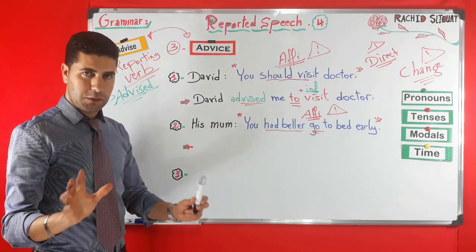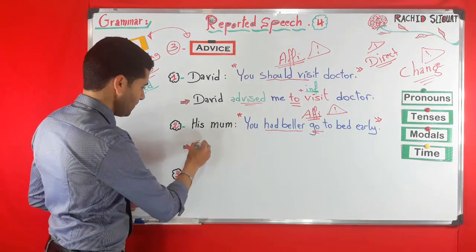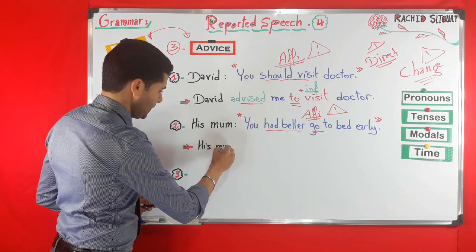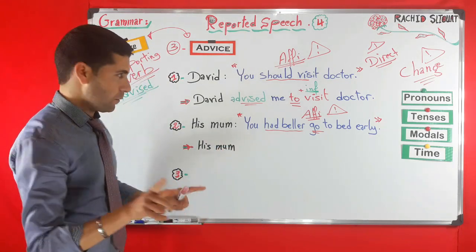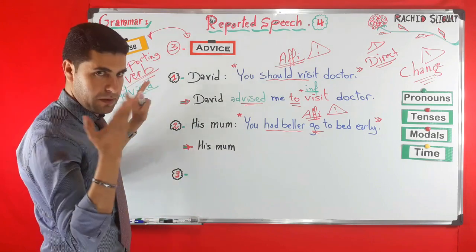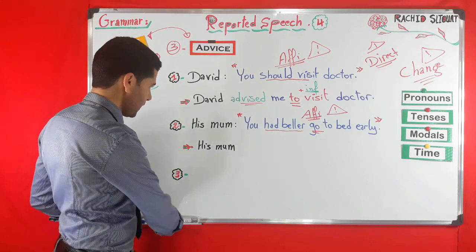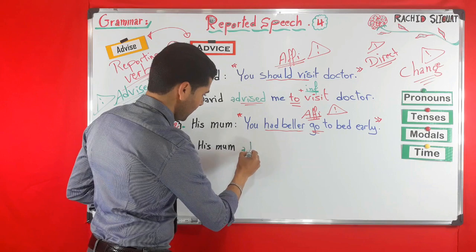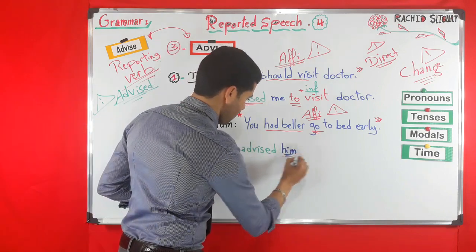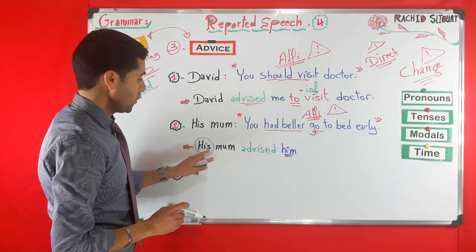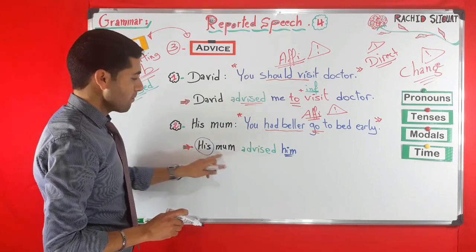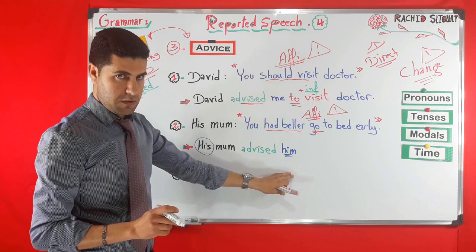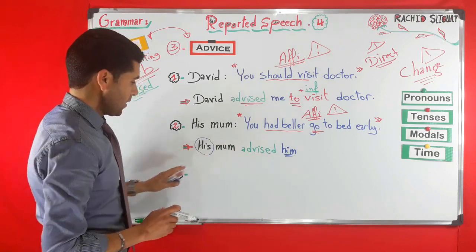Okay, all right, so what I'm going to say, very simply, is his mom. Now, we need the reporting verb. The reporting verb is advise. In the past it is advised. His mom advised him. Why him? Because here we have his. If we have her mom, advised her. My mom advised me, etc.